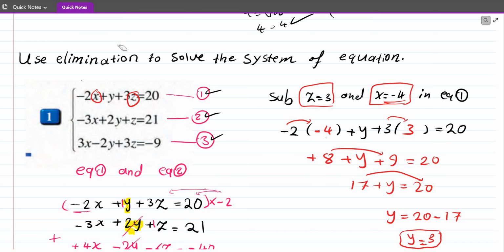If you want to check your answer to test whether it is correct or not, we say x is negative 4, y is 3, and z also 3. Let's see if we get 20 or not. Negative 4 times negative 2 equals 8, right? Plus 3 times 3, 9. 9 with 3, 12. With 8, is that 20? Yes. You can substitute in equation 2 and equation 3, and you will get the same answer.